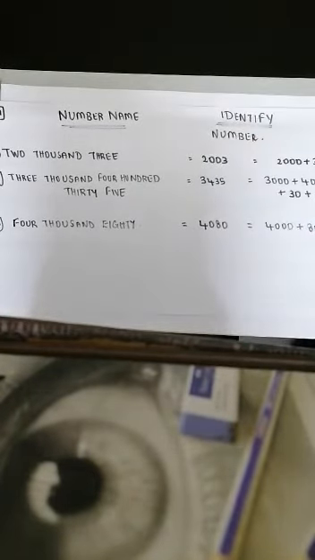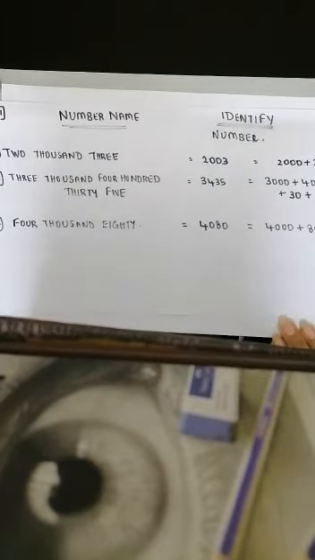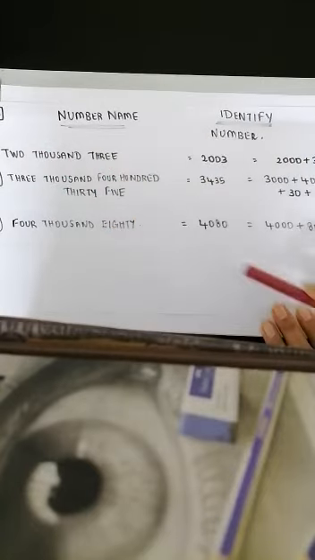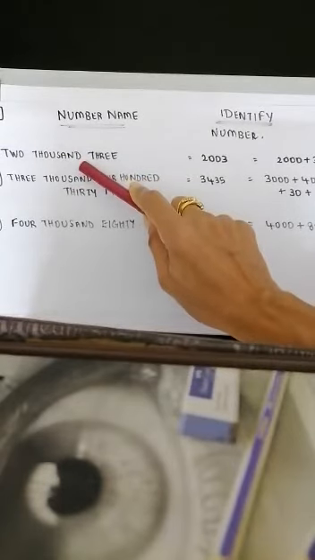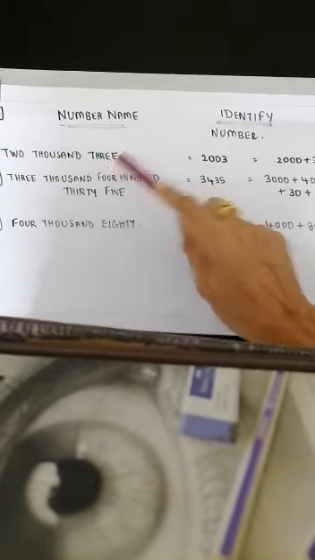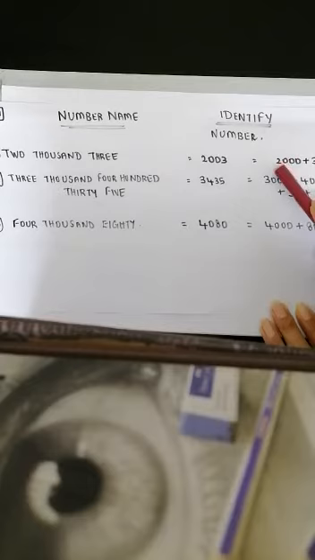Many of the students have a doubt: when we are given a number name, how to identify the number from the number name. So I will tell you a small, easy method which you can remember, a technique which you can use at the time of writing your exams. Consider the number name 2003. Just mention 2000, then 3. So the number is 2000 plus 3, 2003.